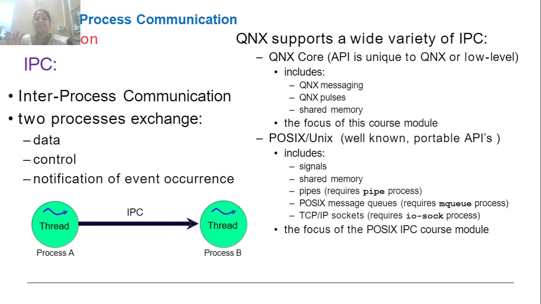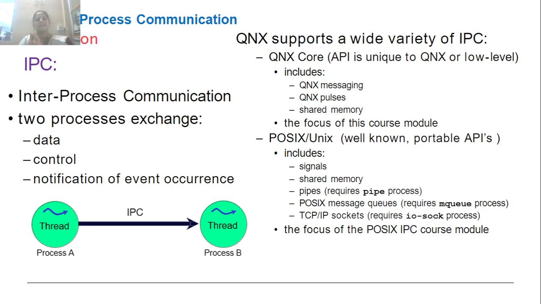So what is inter-process communication? It involves two processes exchanging information, say process A and process B. Process A is one kind of thread, and process B is another kind of thread. Here the purpose is to control data, and to handle notification of event occurrence.